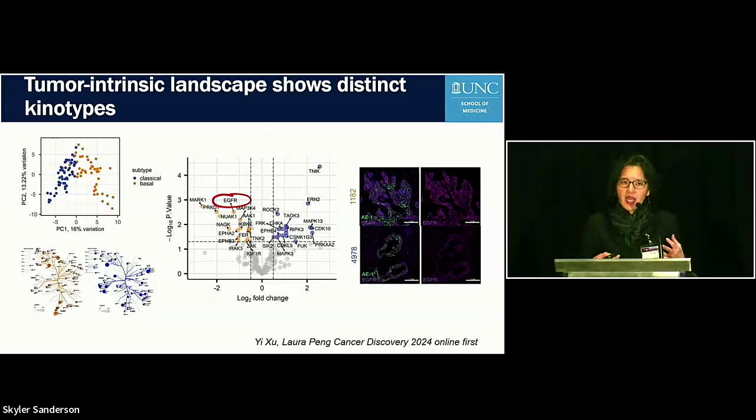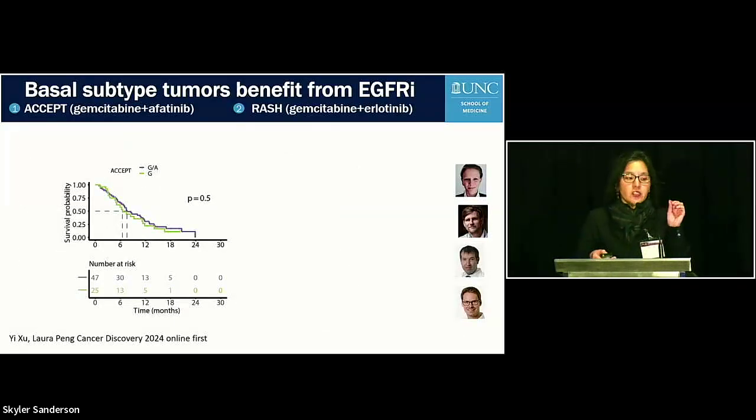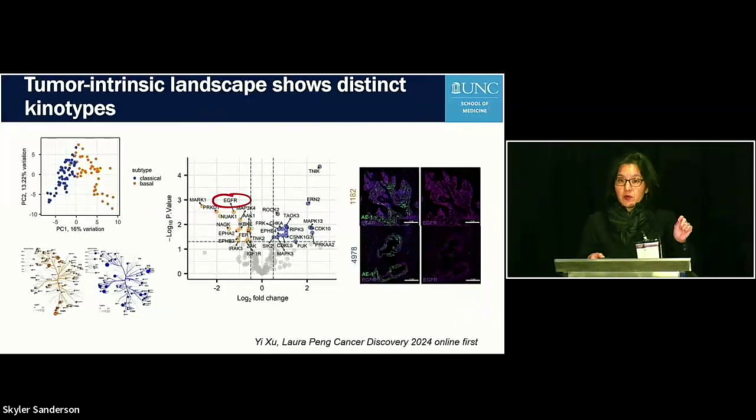So we looked at the kinome, so kinases in these subtypes, and found that the kinome of the basal and the classical subtypes are incredibly distinct, with receptor tyrosine kinase emphasized and enriched in the basal subtype tumors, and now you're thinking targeted therapies. Classical tumors have really understudied kinases and serine threonine kinases that we're still understanding. So EGFR was one of the receptor tyrosine kinases that we saw highly enriched in basal subtype tumors.